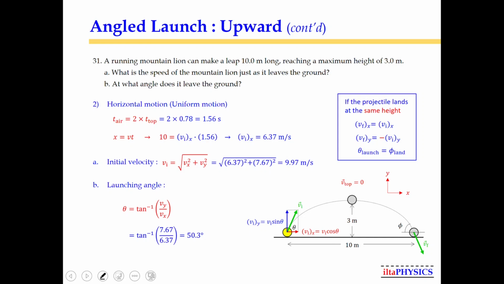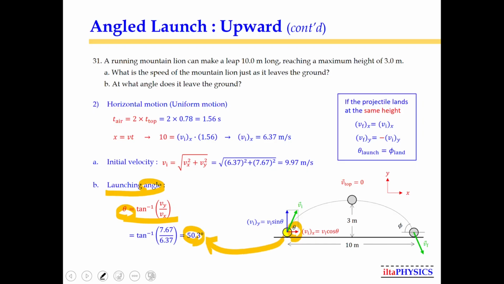Let's find the total magnitude and the launch angle. The magnitude of the initial velocity is the square root of the sum of the squares of the components, which comes out to 9.97 meters per second. The jump angle is the inverse tangent of the y component over the x component, which calculates to 50.3 degrees.